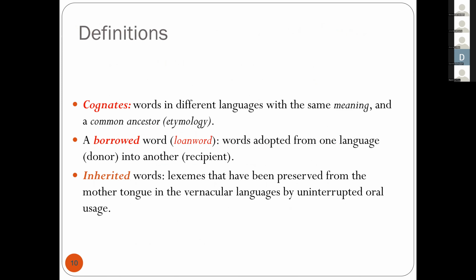I put here some definitions. For cognates, we use the classical definition: words in different languages with the same meaning and a common ancestor, with the same etymology. For a borrowed word or loanword: words adopted from one language, which is the donor language, in the other language, the recipient language.